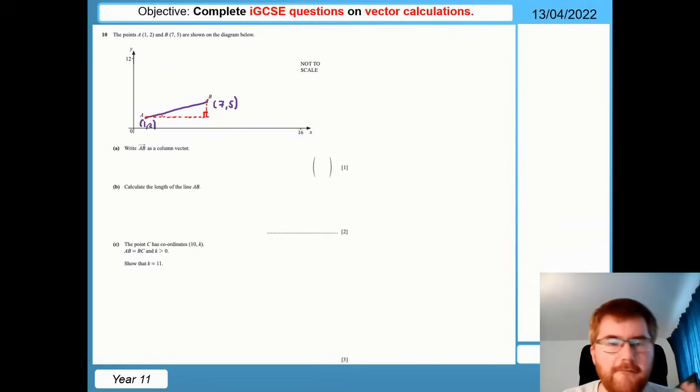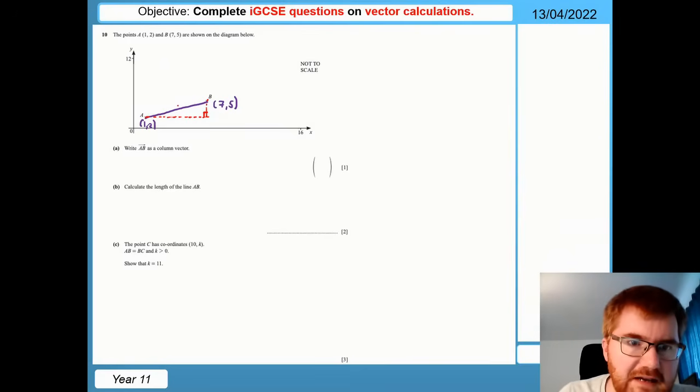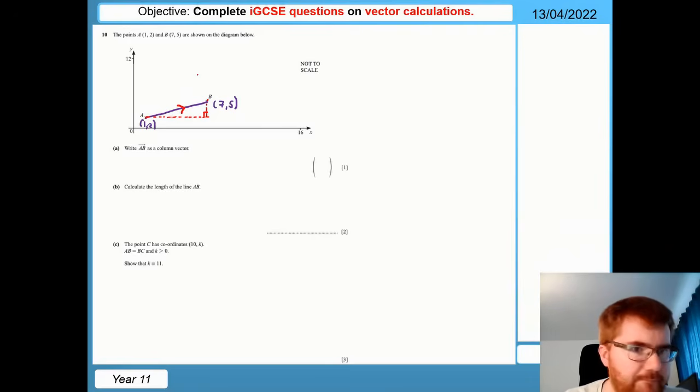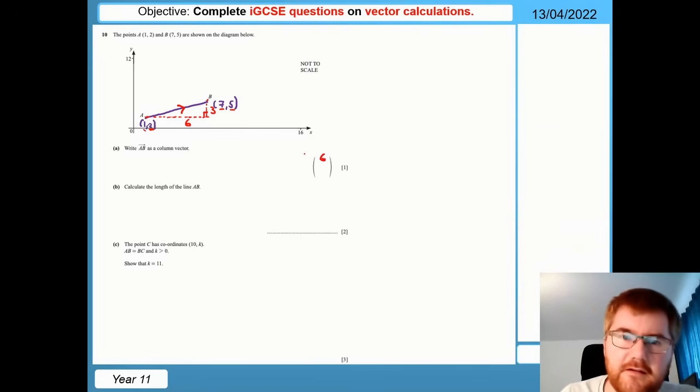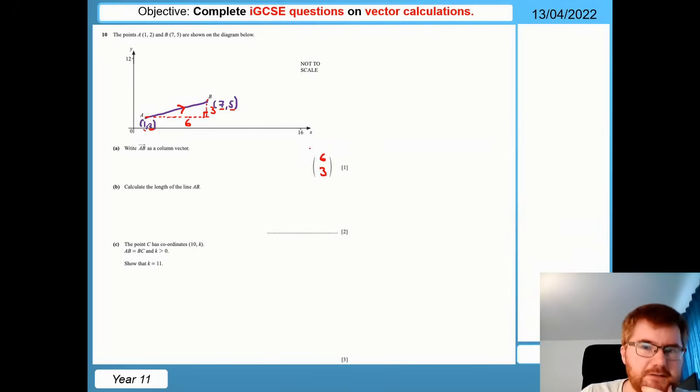Right, so let's think how far we go left or right and up and down. Well, we're going from A to B, so direction is important. Let's look at the x coordinates. So we start at 1, we end up at 7, so we're going to go 6 to the right, and then we started at 2, we go up to 5, so this is going to be equal to 3. So our column vector is going to be equal to positive 6, because we're going to the right, and then 3 upwards. So we get our column vector of 6, 3.